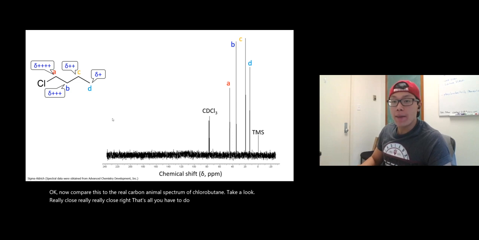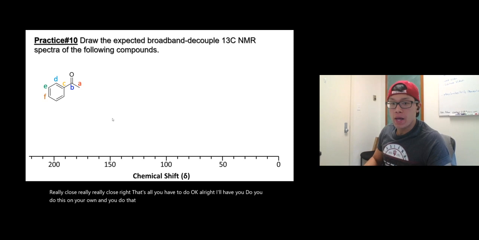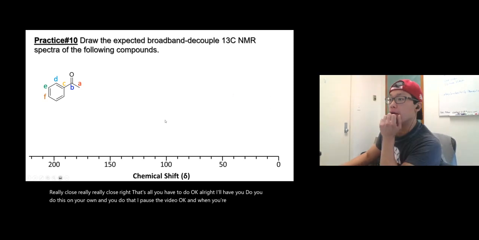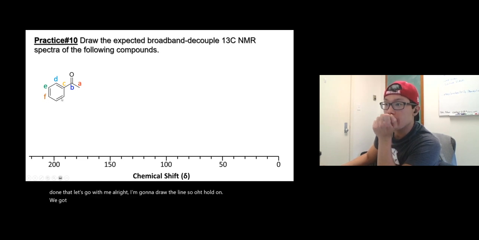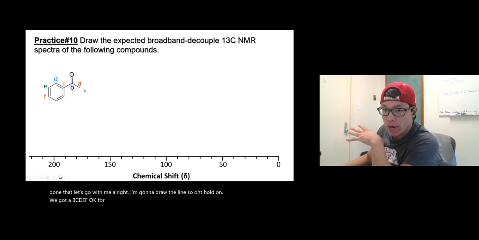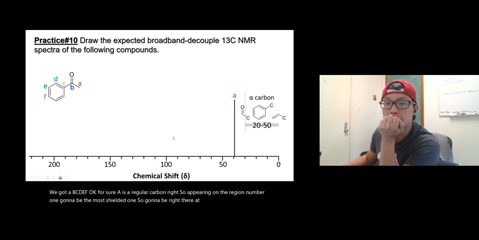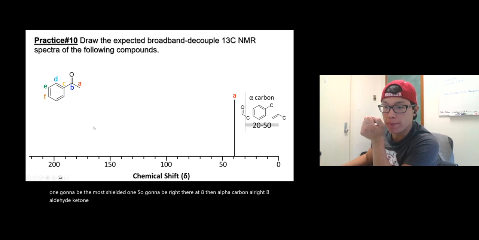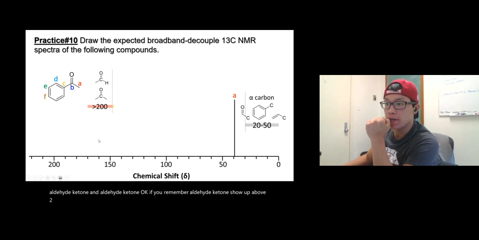I'll have you do the next one on your own. Can you do that? Pause the video, and when you've done that, come back and go with me. I'm going to draw the lines. We have A, B, C, D, E, and F. For sure, A is a regular alkyl carbon, so it appears in region 1, the most shielded. So it's going to be right there. That's A, an alpha carbon. B is an aldehyde or ketone carbonyl. If you remember, aldehydes and ketones show up above 200 ppm, so right there.